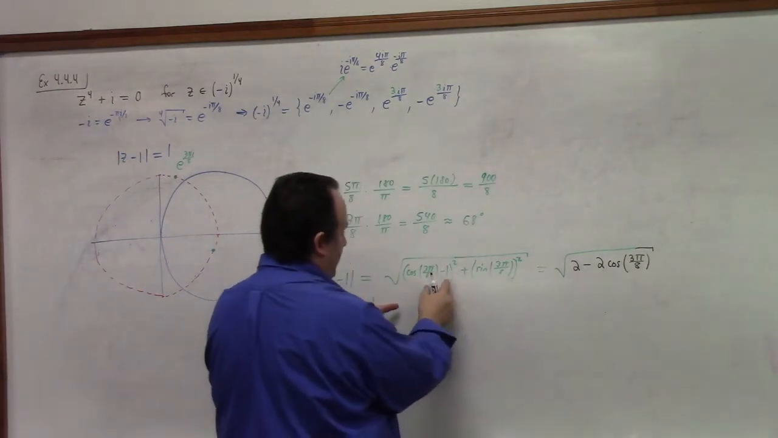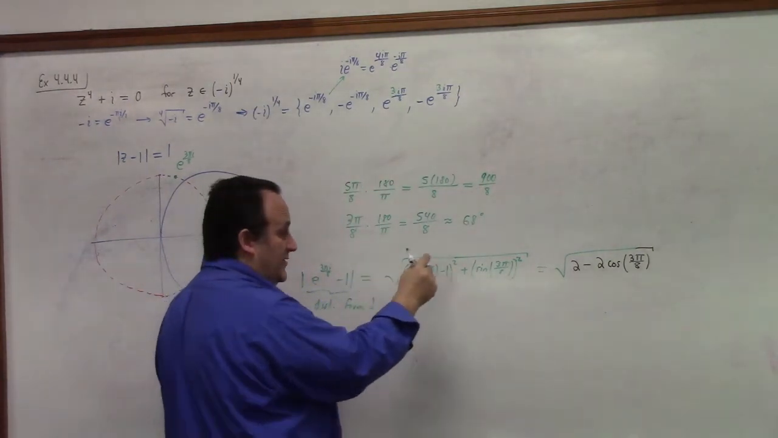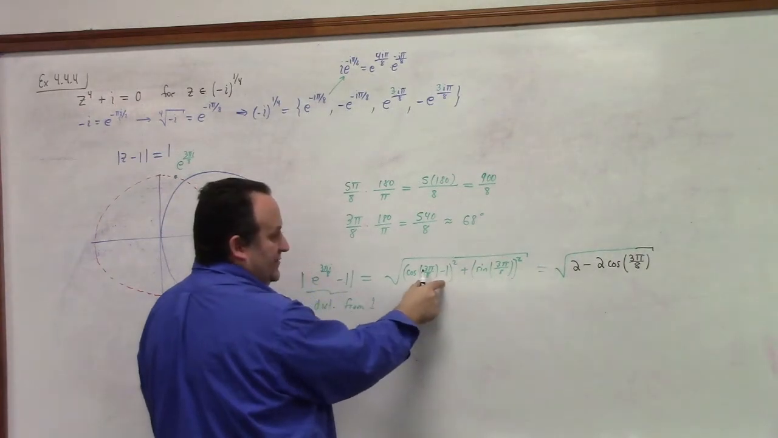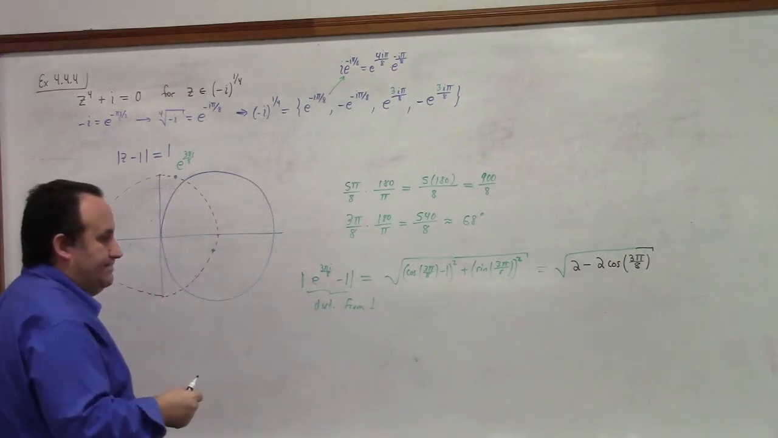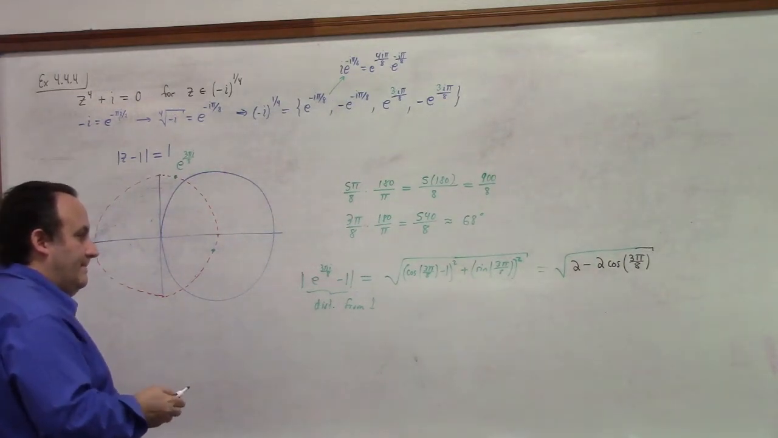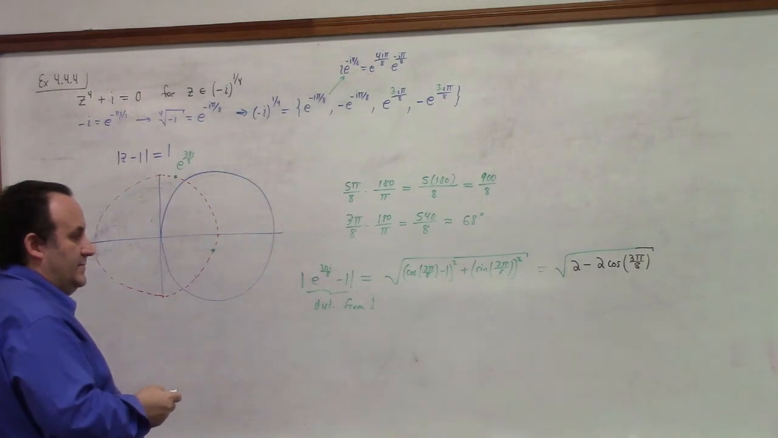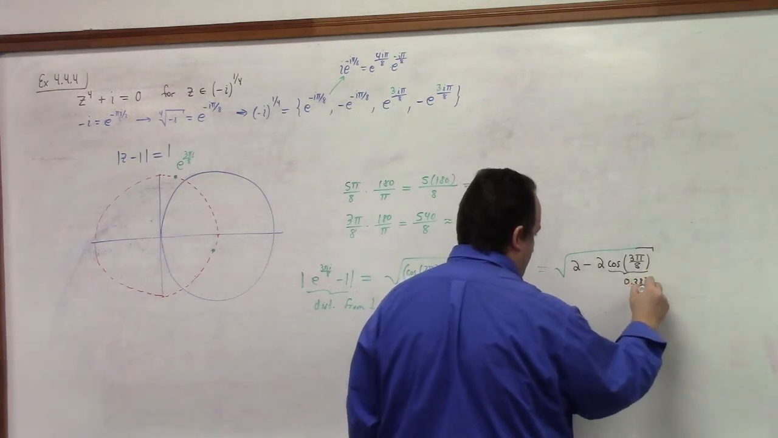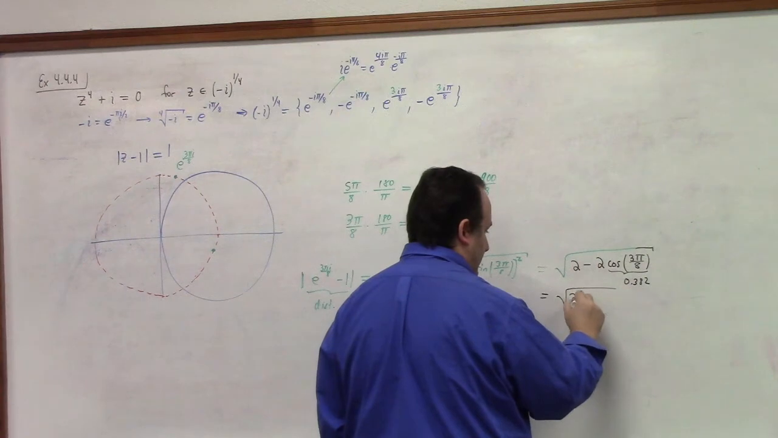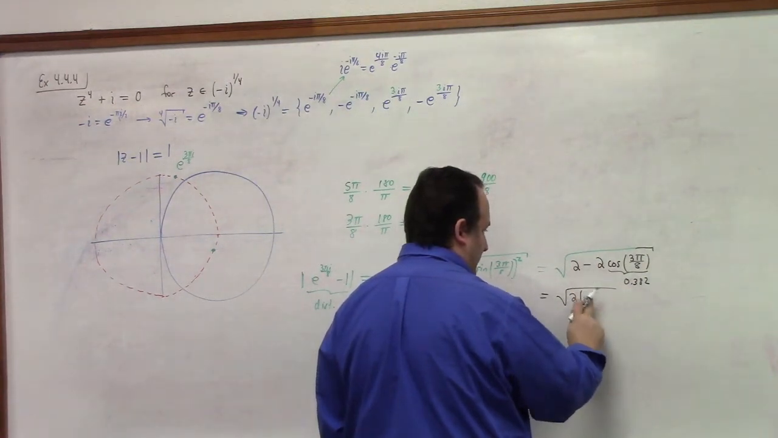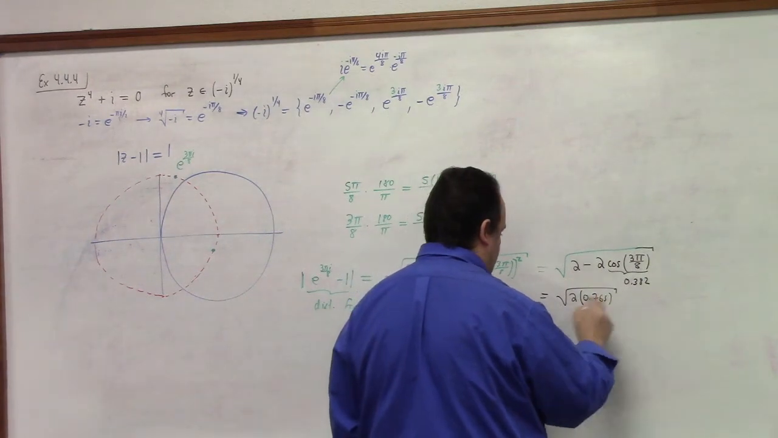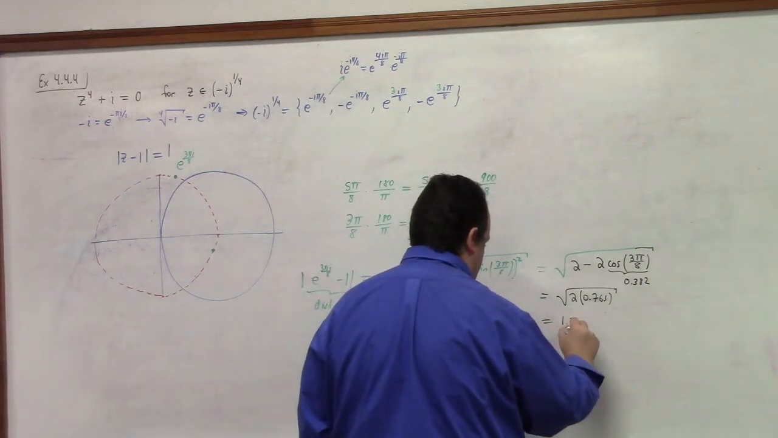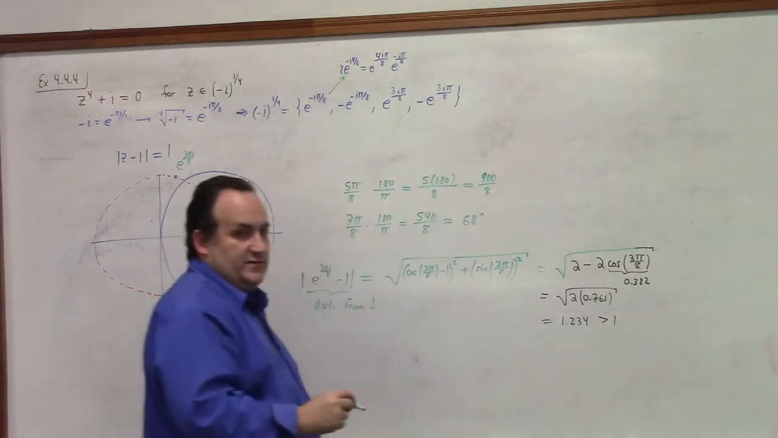So when I square that out, I get a 1 squared and I get a cosine squared. This gives me a sine squared. Sine squared plus cosine squared gives me a 1. 1 plus 1 is 2. The cross term here is minus 2 cosine 3 pi over 8. That's 0.382. So we get 2 minus 0.765, which is 1.234. Which, of course, is greater than 1, which goes to prove that my picture is right.